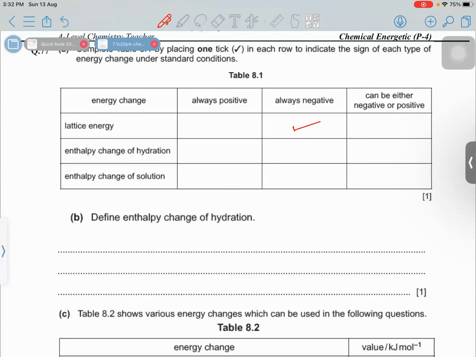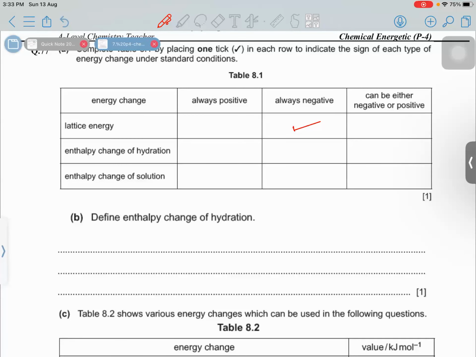And what about hydration? Now listen. What is hydration? We have studied in AS chemistry, right? Do you know what is hydration? What is solution? We have studied in AS chemistry. So I don't remember actually.